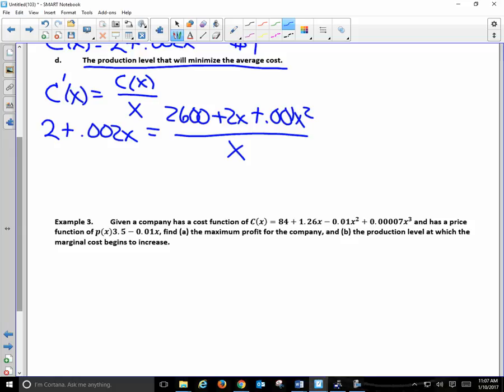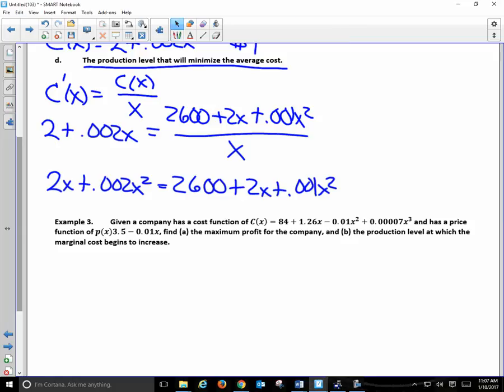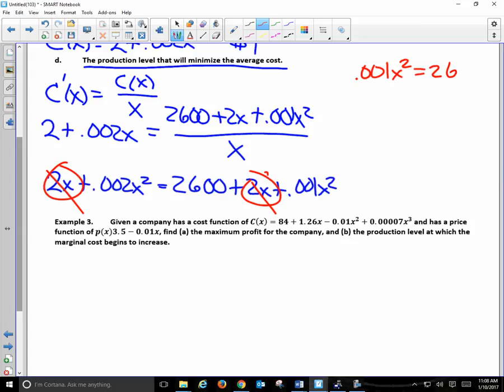Multiply the other side by x: 2x plus 0.002x squared equals 2,600 plus 2x plus 0.001x squared. What happens? The 2x's go away. If we subtract the 0.001x squared over, we get 0.001x squared is equal to 2,600.